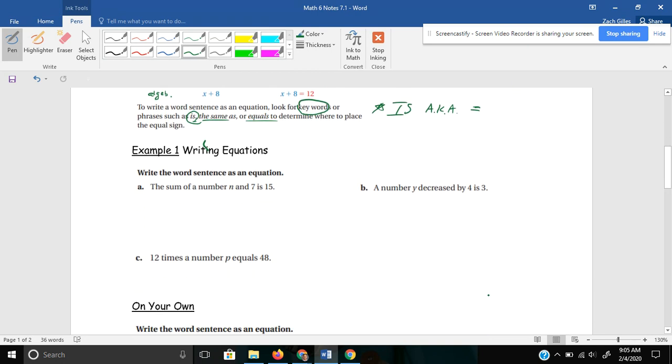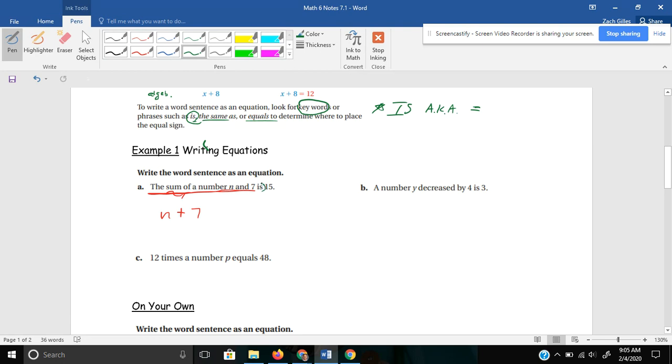All right, let's see an example as to what kind of problems we might encounter here. It says, write the word sentence as an equation. The sum of a number n and 7. That's our first keyword. So remember, sum of means to add. And what am I adding? A number n and 7. So n plus 7 would be that first part.